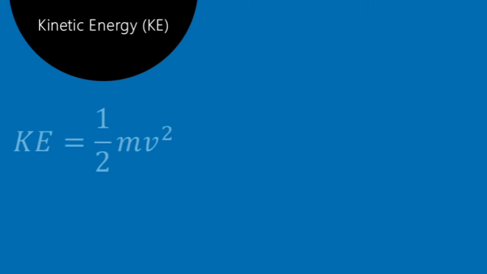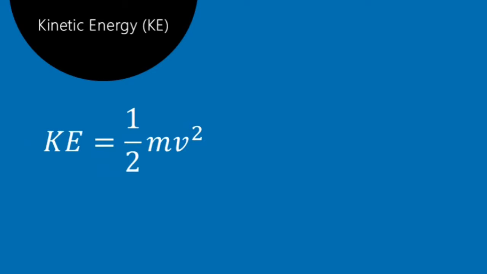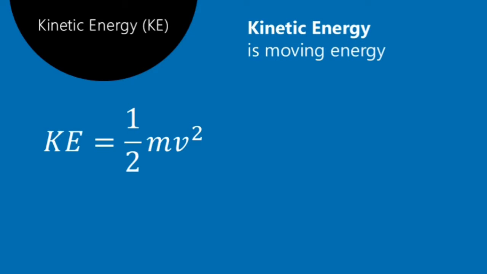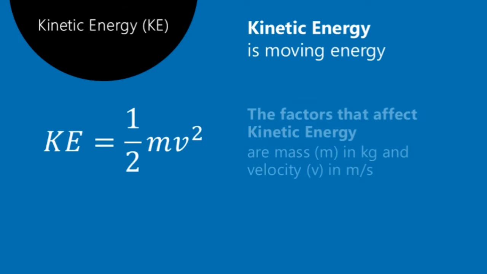First, let's look at kinetic energy. KE equals 1/2 mv squared. What does this even mean? Kinetic energy is moving energy. If something is moving, it has kinetic energy. Every object has a mass, and anything that moves has a velocity. So if something is moving, it has kinetic energy.